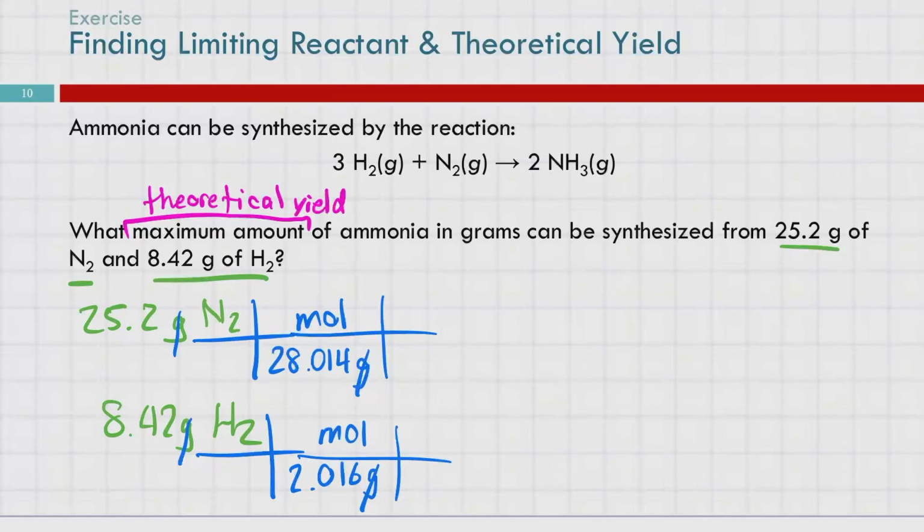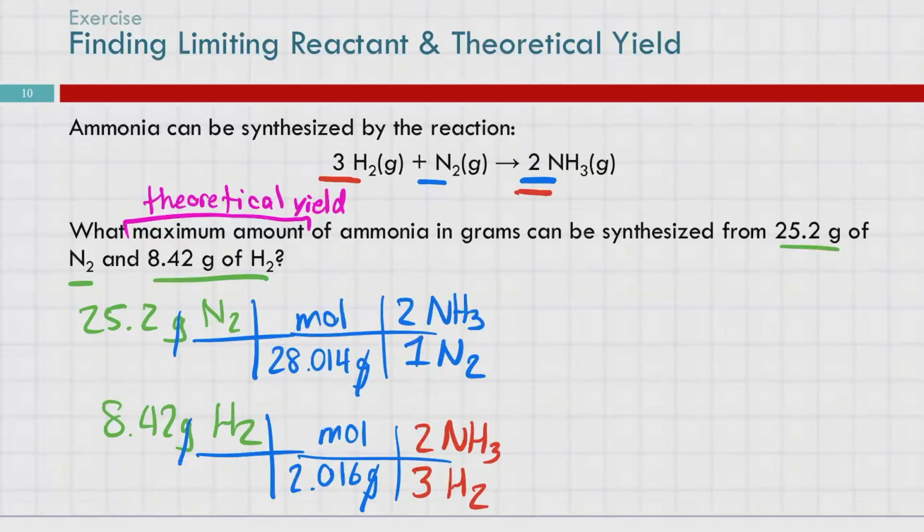That'll get both of these into moles. And then we need to look at our balanced equation to get our ratios. In both cases, we're going to be going to 2 NH3, either from 1 N2 or from 3 H2. So we've got a 2:3 ratio for hydrogen. We've got a 1:2 ratio for nitrogen. So 2 NH3 over 1 N2, 2 NH3 over 3 H2.